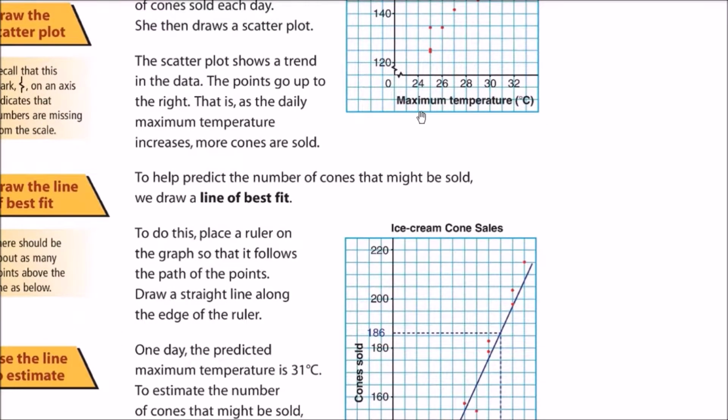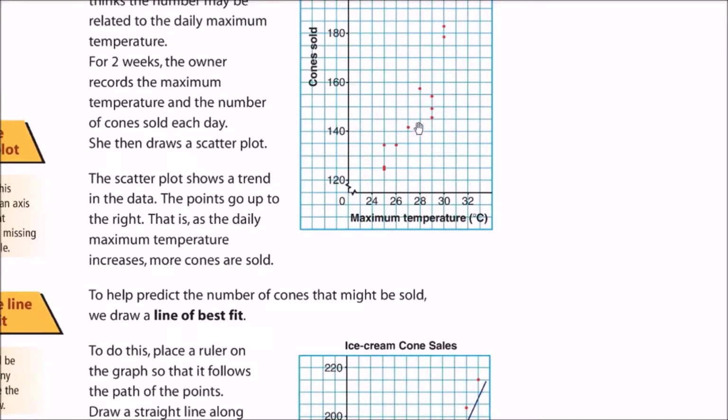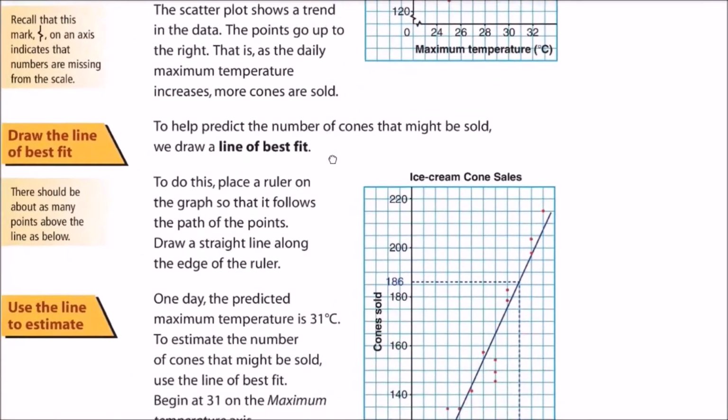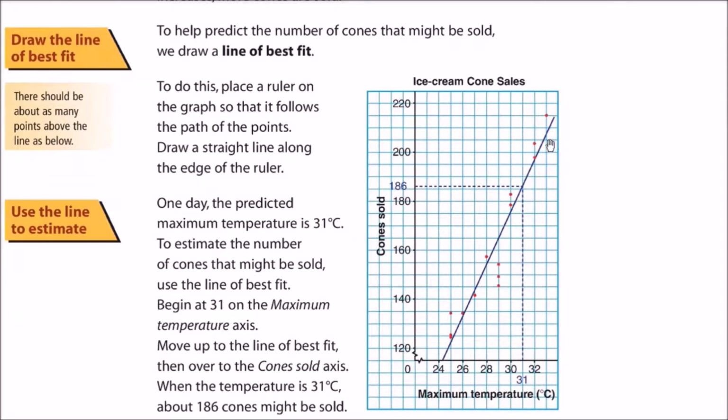So in order to predict the number of cones that might be sold, we need to draw a line of best fit. That means it may not contain all the points, but it must contain the maximum points. For that, we need a ruler on the graph so that it follows the path of the points. We need to draw a straight line along the edge of the ruler, like this. This is the way of trying to follow the trend. We just try to cover the maximum points on the line or near the line.